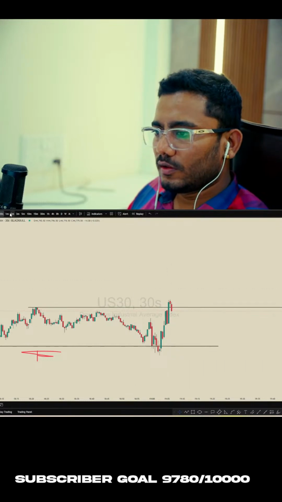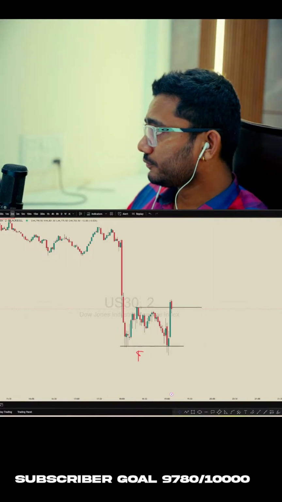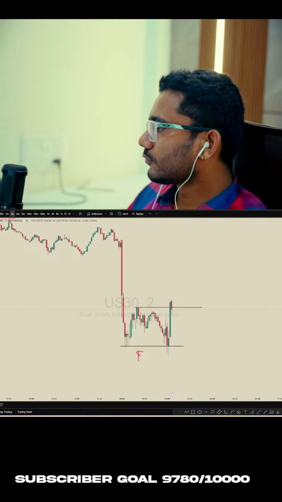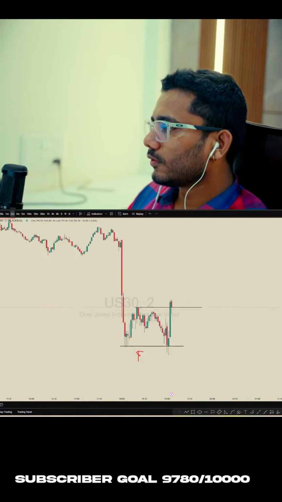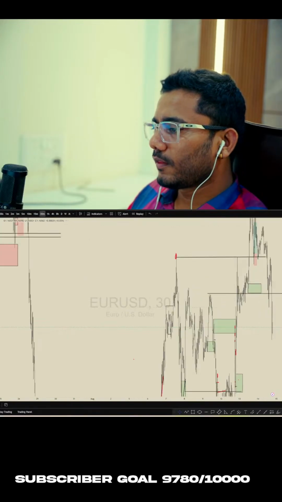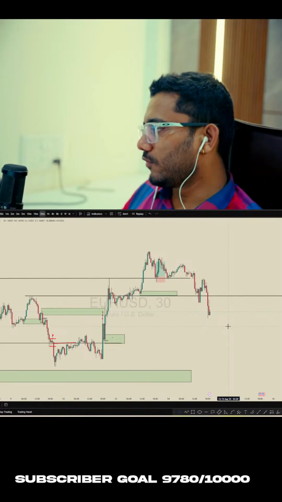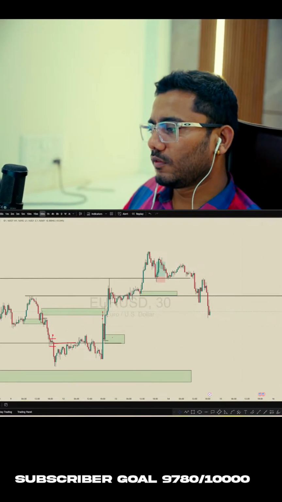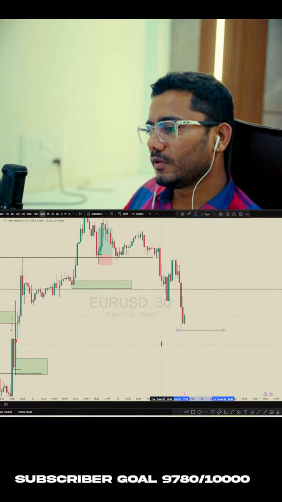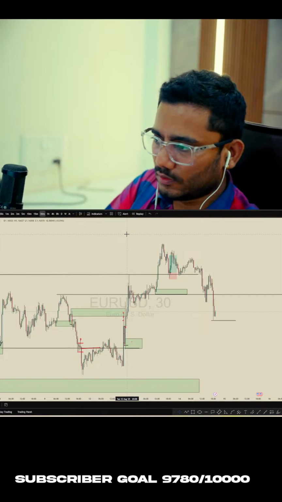I'm still trying to learn the behavior of US30. EURUSD, don't buy because if you look at DXY, wait for price to give any kind of change of character or confirmation, because even here we have this wick. At least wait for price to sweep this low. And overall, I don't think there are any buy side trades on EURUSD.